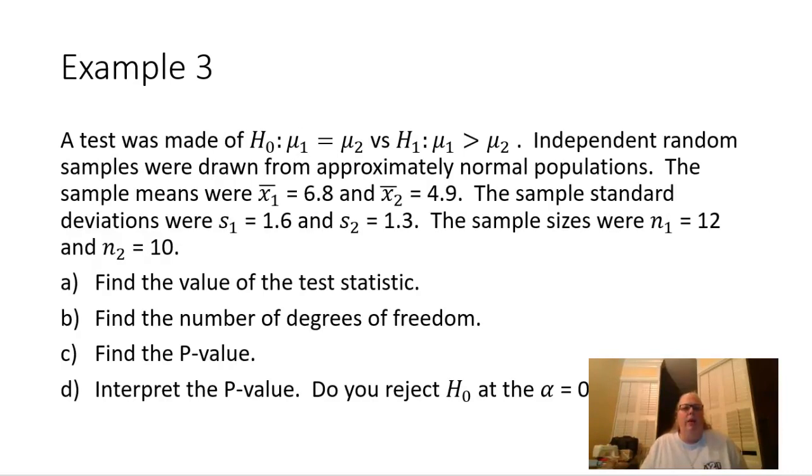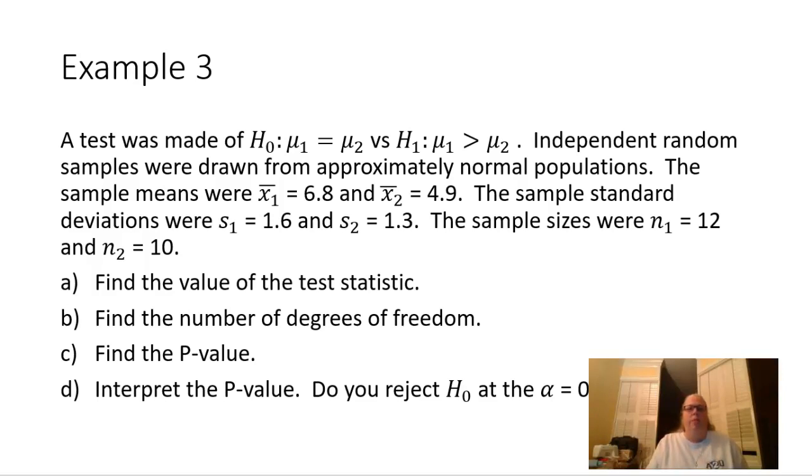Example 3. A test was made of the null hypothesis mu1 is equal to mu2 versus the alternate hypothesis mu1 is greater than mu2. Independent random samples were drawn from approximately normal populations. The sample means were x bar 1 equals 6.8 and x bar 2 equals 4.9. The sample standard deviations were S1 equals 1.6 and S2 equals 1.3. The sample sizes were N1 equals 12 and N2 equals 10. Part A, find the value of the test statistic.